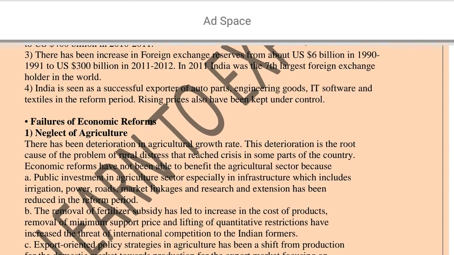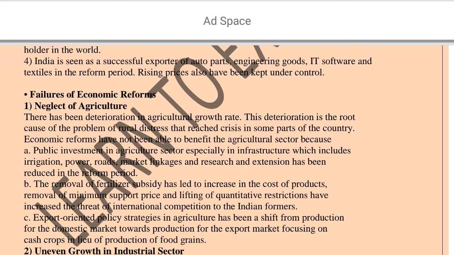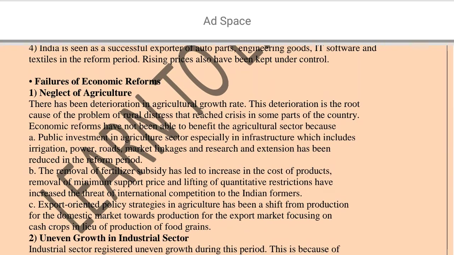Now there were some limitations of economic reforms, kind of failures. The first is neglect of agriculture, which was the deterioration in the agriculture sector that led to a declining growth rate of agriculture. This is the root of the problem of rural distress that reached crisis in some parts of the country. Economic reforms could not benefit the agricultural sector because of these reasons.